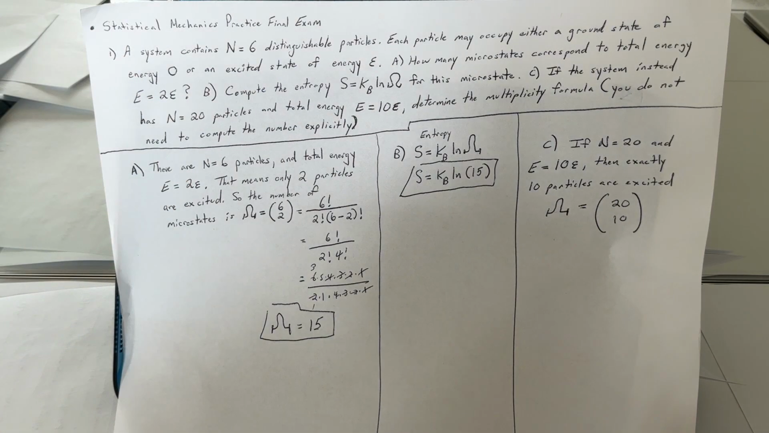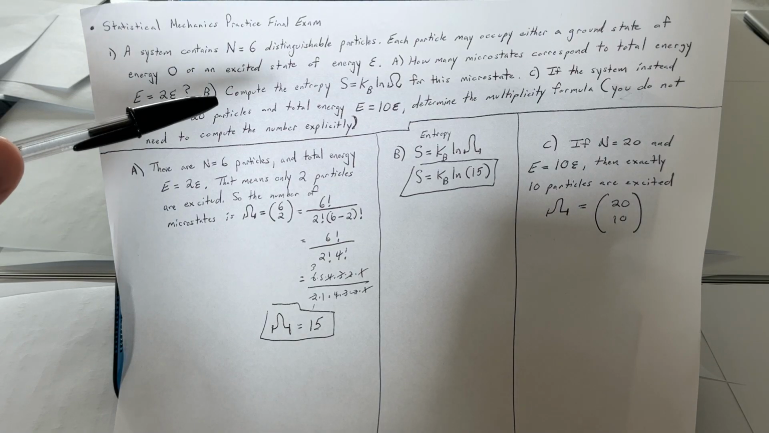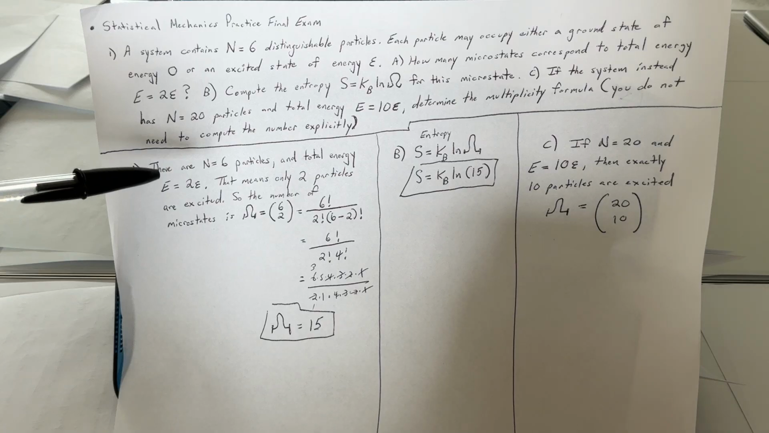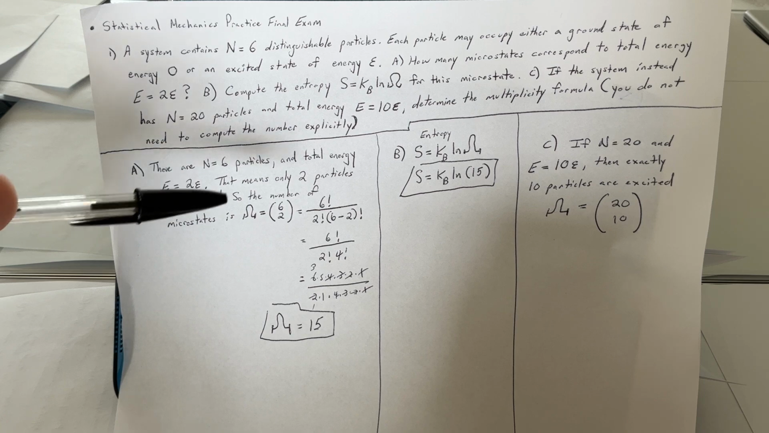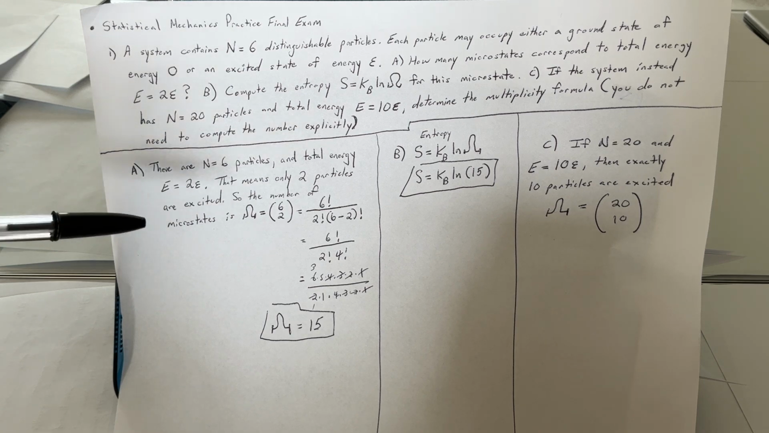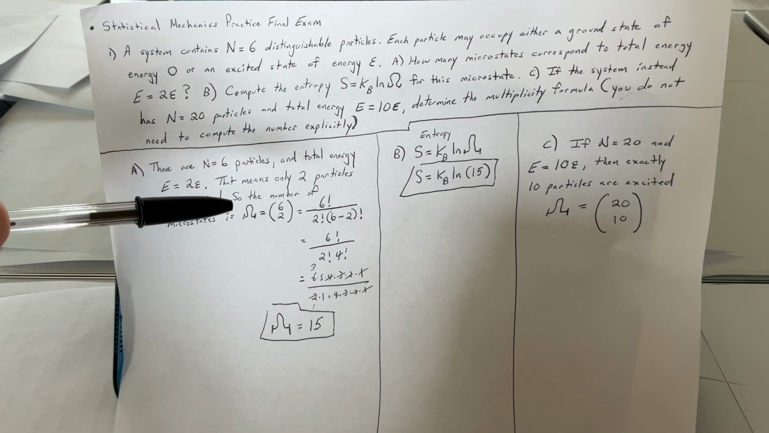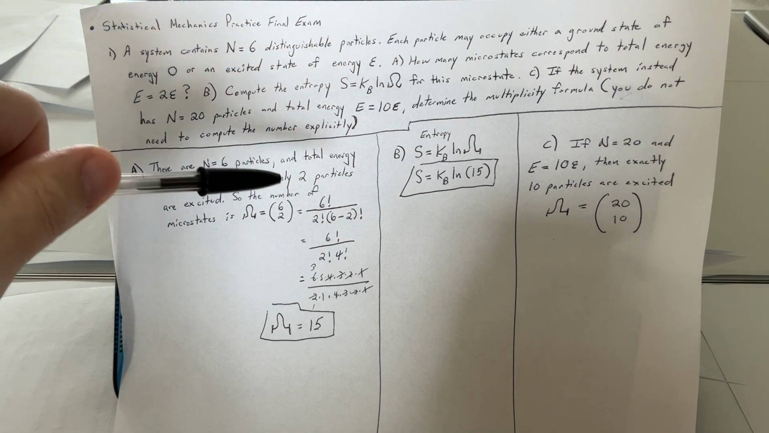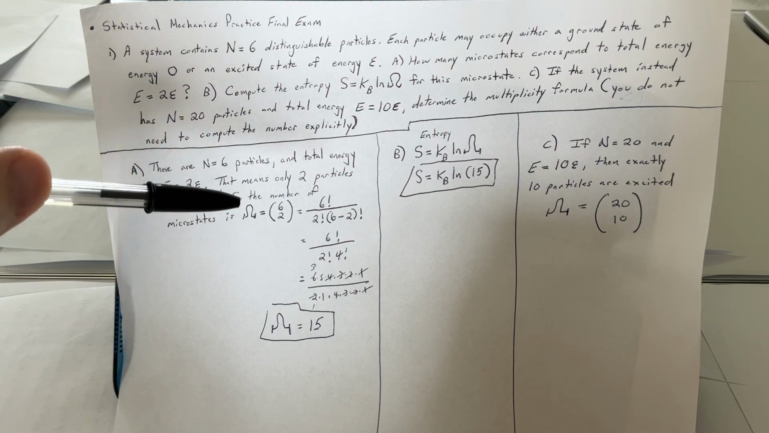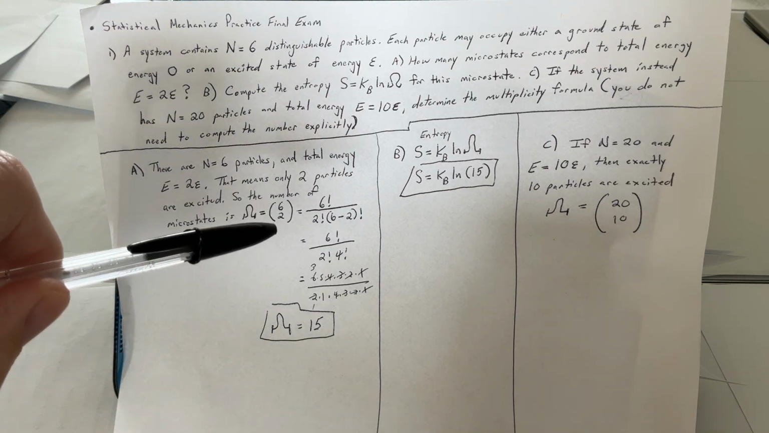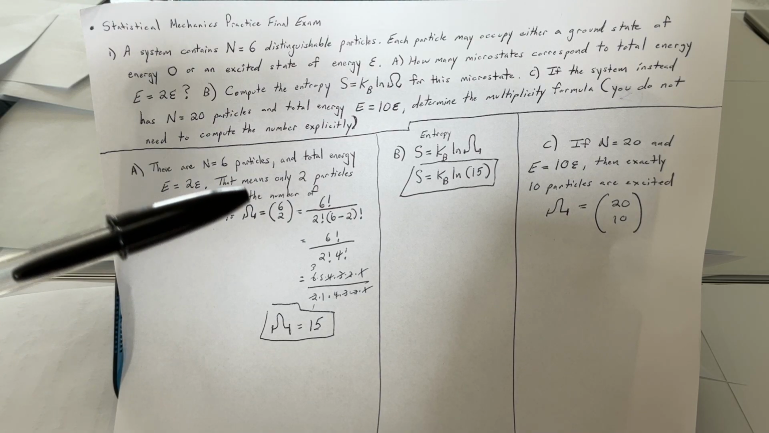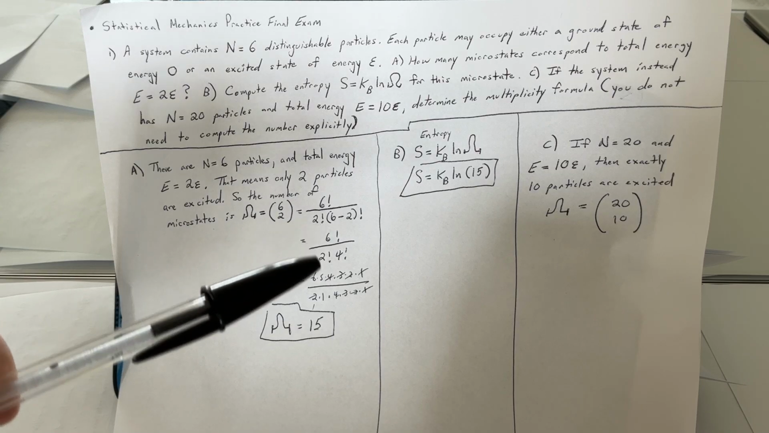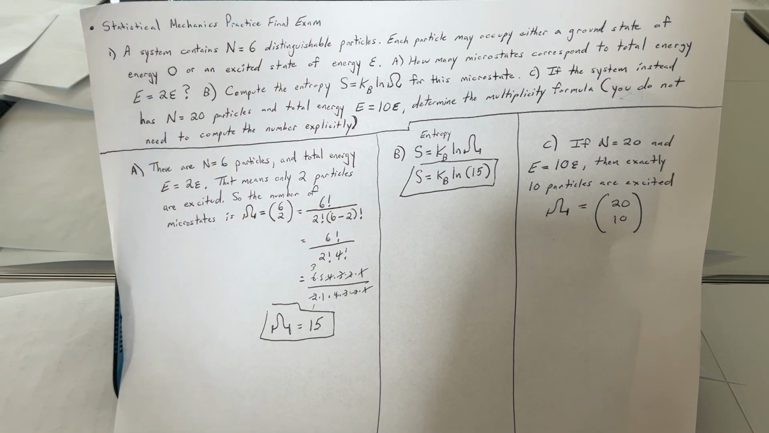So A, how many microstates correspond to total energy E equals 2 epsilon? So that's for part A. N equals 6 particles and total energy E equals 2 epsilon. That means only 2 particles are excited. So the number of microstates, and please pardon these poorly drawn omegas, is going to be this combination, the combination formula in relation to N and R, 6 choose 2. So that's going to just come down to 15.